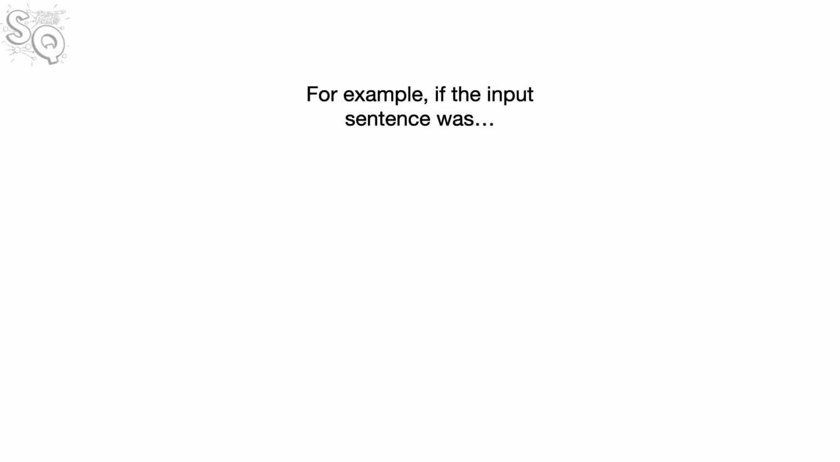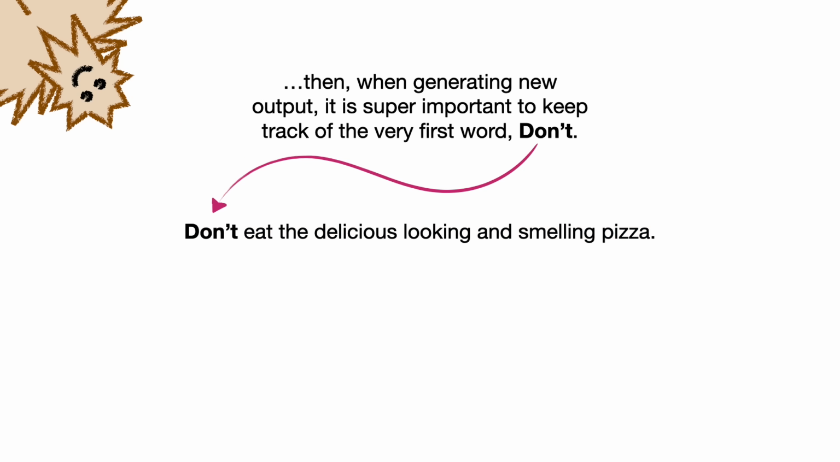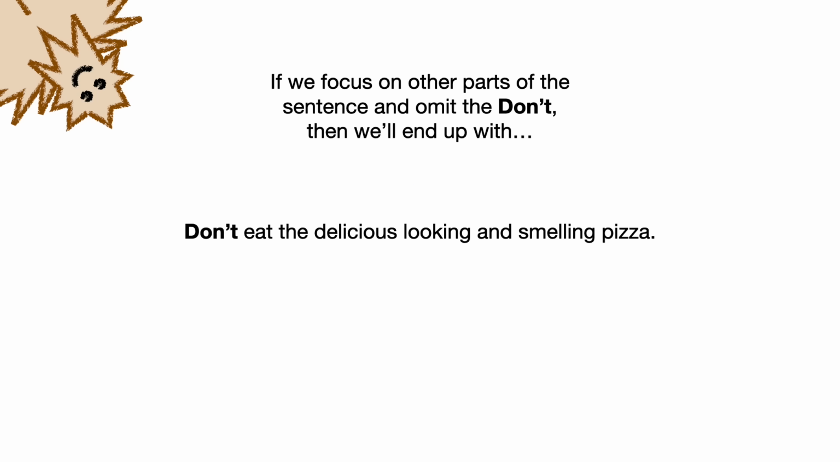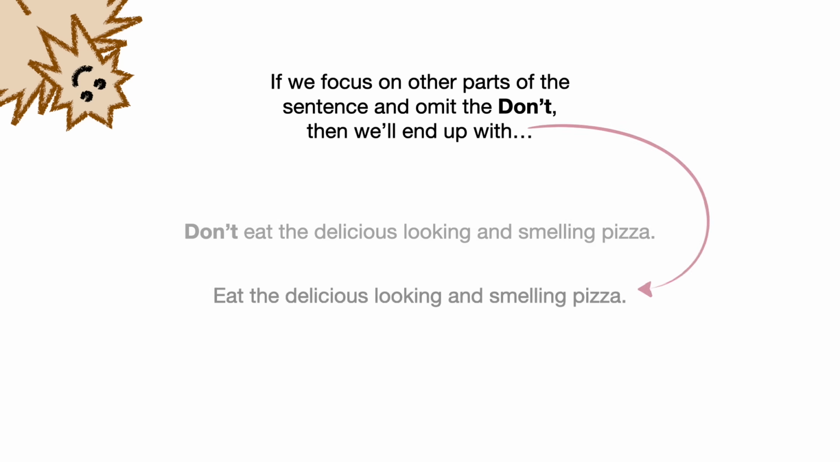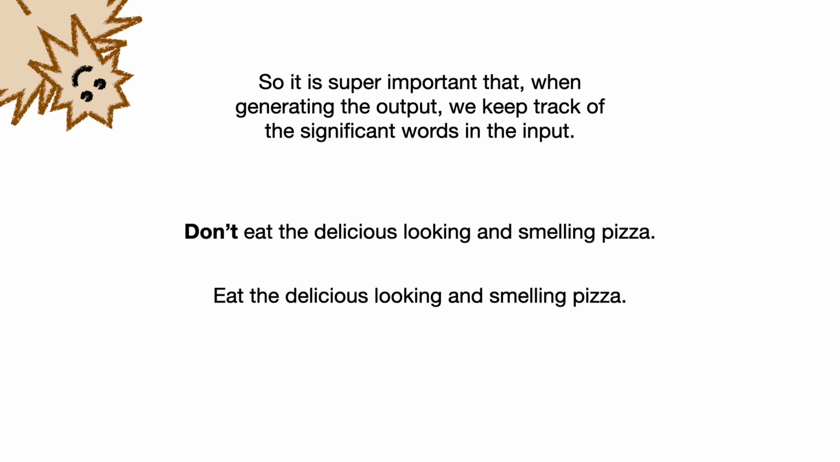For example, if the input sentence was, "Don't eat the delicious-looking and smelling pizza," then, when generating new output, it is super important to keep track of the very first word, don't. If we focus on other parts of the sentence and omit the don't, then we'll end up with, "Eat the delicious-looking and smelling pizza." And these 2 sentences have completely opposite meanings. So it's super important that, when generating the output, we keep track of the significant words in the input.